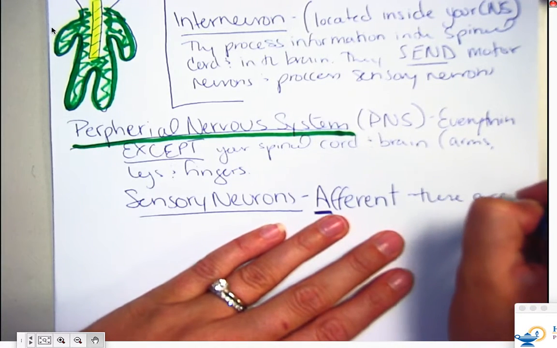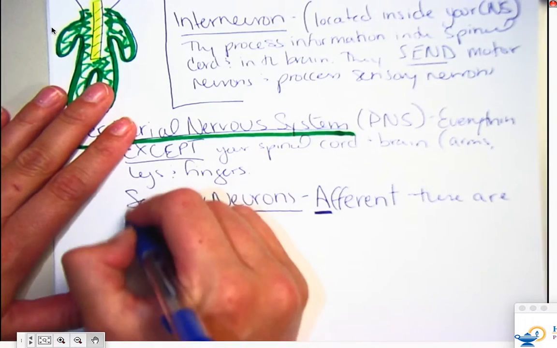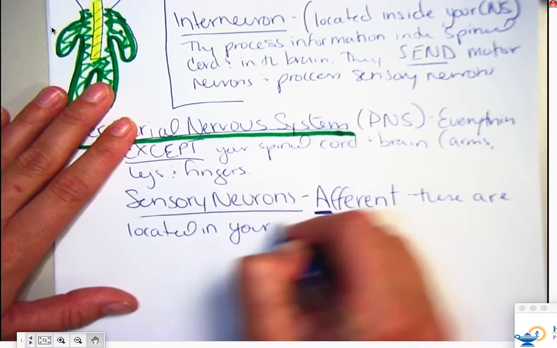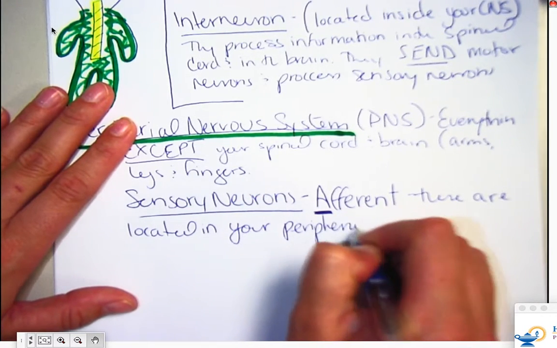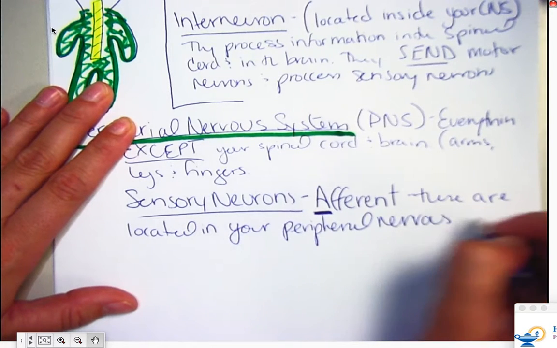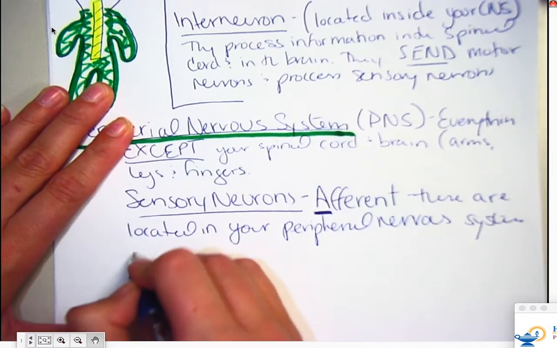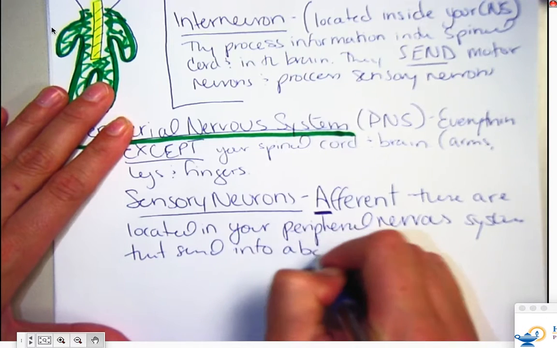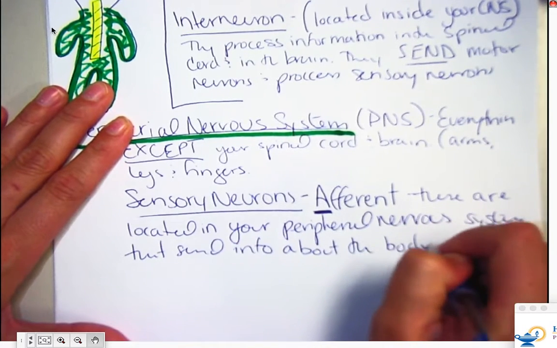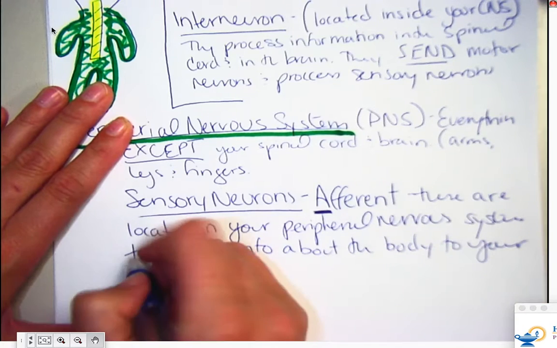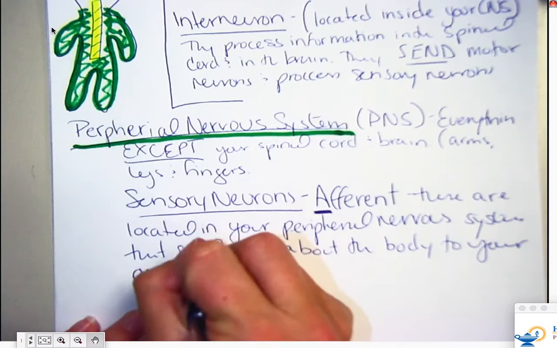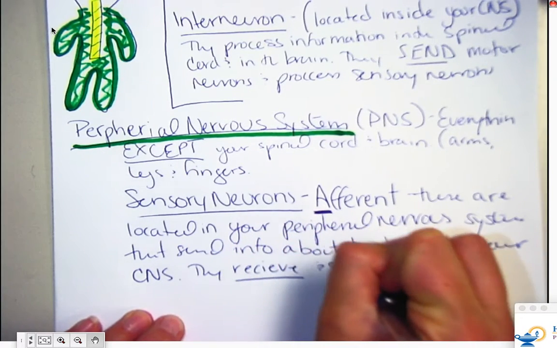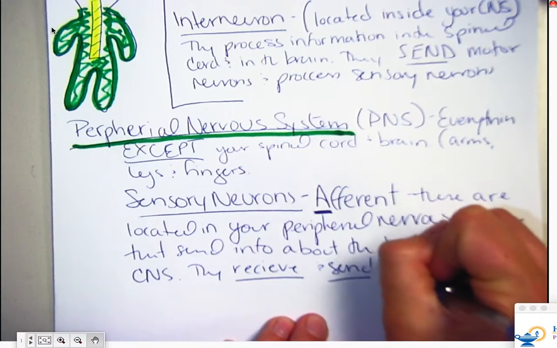These are located in your peripheral nervous system that send information about the body to your central nervous system, or CNS. They receive and send info about sensation.